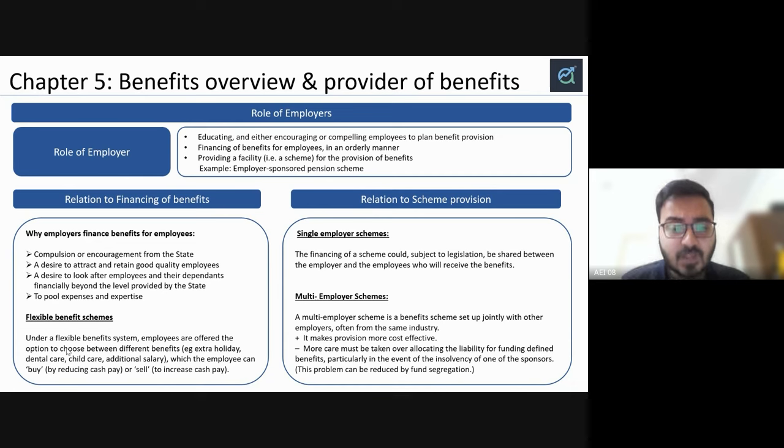Next one, it says there's a disadvantage. More care must be taken over allocating the liability for funding defined benefits, particularly in the event of insolvency of one of the sponsors.